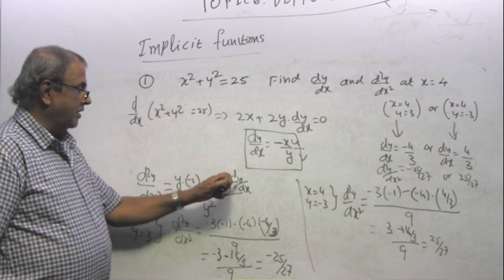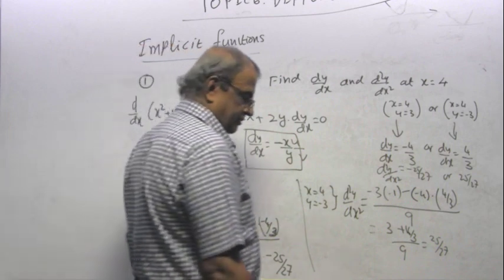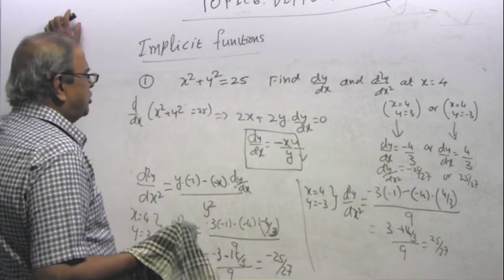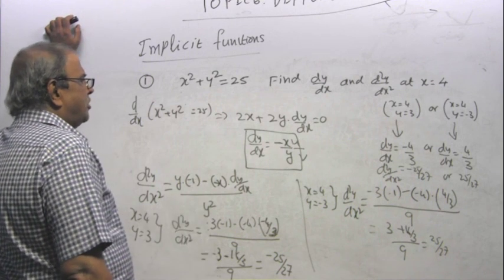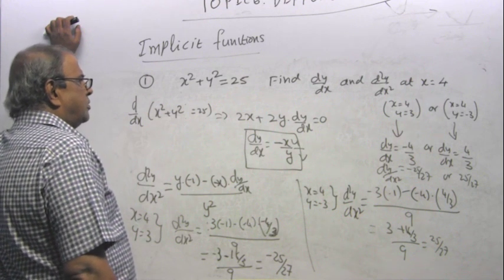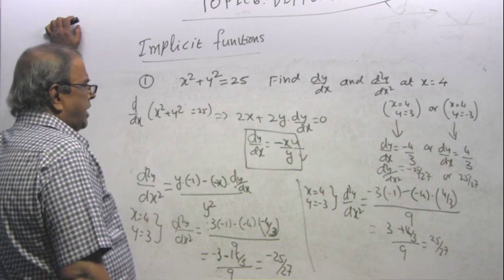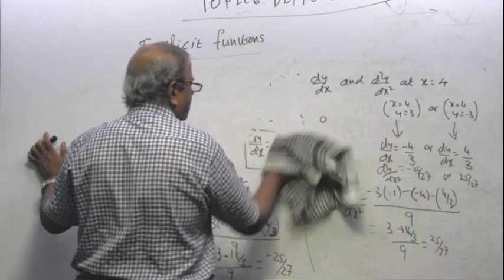The only problem is dy by dx there. Okay. I don't know whether we could do it the other way. I'm not too sure. What would I get? I get 2 plus 2y dy by dx plus 2 dy by dx times dy by dx. I might be able to get the answer. I'm not too sure. Doesn't matter. Okay.